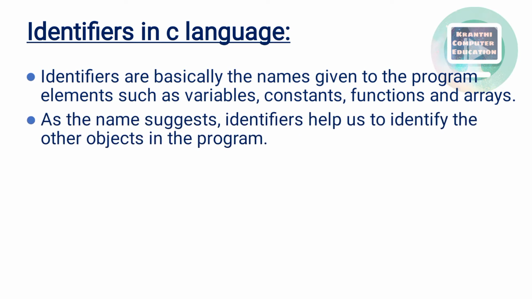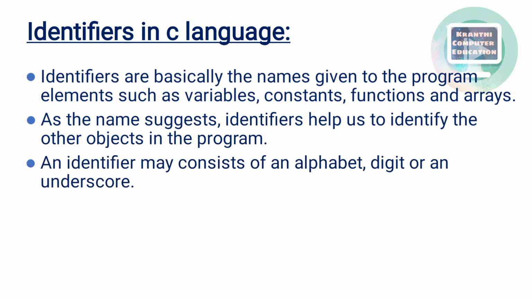As the name suggests, identifiers help us to identify the other objects in the programs. So, in a program, to identify the objects, we have to provide some names for those objects. Those names are called identifiers. So, identifiers are used to identify the objects in the program. An identifier may consist of an alphabet, digit or an underscore. So, an identifier name may consist of an alphabet, a digit, an underscore inside the name of it.